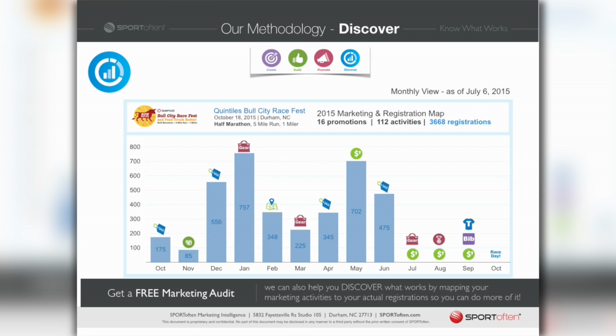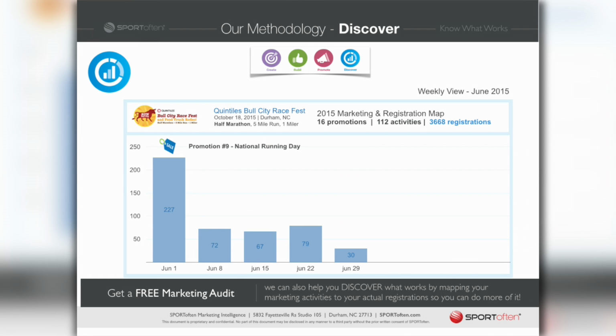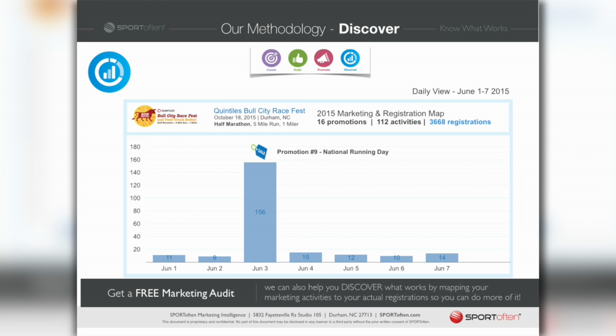So I'm going to come down to this example here, just the June example where we had 475 registrations. So we had a promotion that month. Okay, great, but I still don't know what worked and what didn't. I just know that I had a promotion and I had that many registrations that month. And I come down and if I look at the weekly view, I see that, okay, the week that we had the promotion clearly outperformed the other weeks in that month. So let me go down to a daily view to get an idea of exactly what happened. Okay, so I see that on June 3rd, it was National Rain Day promotion, we had a spike.